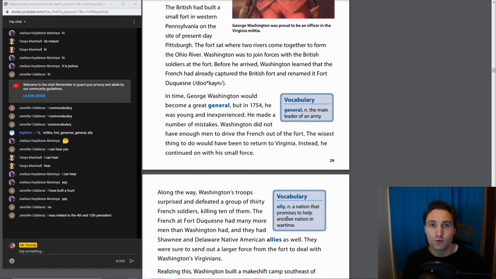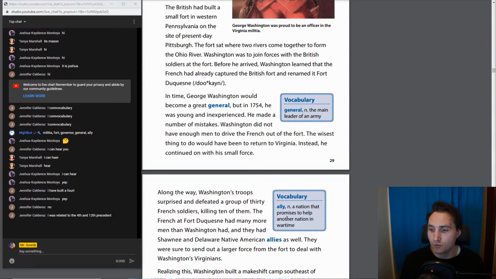So it's talking about how George Washington would soon become a great general, but right now he's young and inexperienced and making some mistakes. That's okay. We all make mistakes. The key is to learn from them. Possibly because George Washington made these mistakes, he learned from them, and that's what helped him become a better and great general.